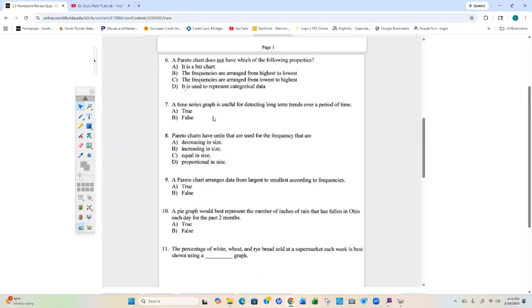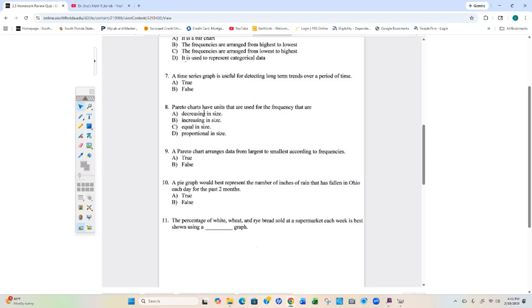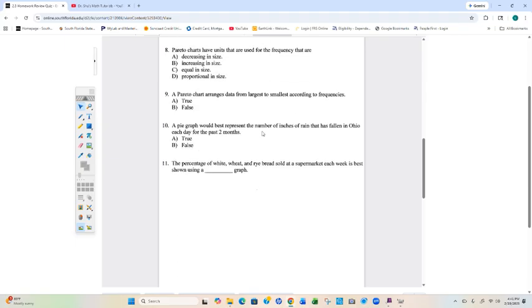Number 7, a time series graph is useful for detecting long-term trends over a period of time. A is true, B is false. If you answered A true, you are correct. Number 8, Pareto charts have units that are used for frequency that are. So the units do what? A, decrease in size, B, increase in size, C, equal in size, D, proportional in size. If you answered A, you are correct. Pareto charts decrease in size. They go from high to low.